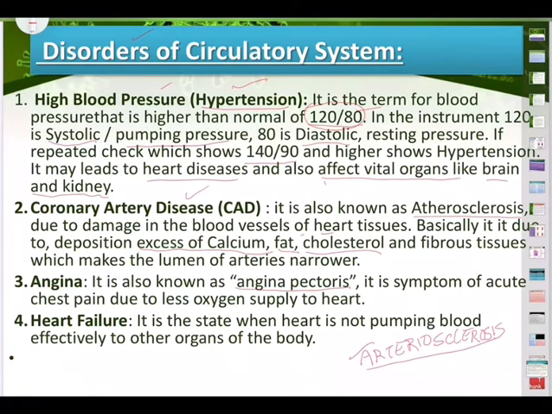And finally, heart attack, heart failure. It is a state when heart is not pumping blood effectively to other organs of the body. And why it is not pumping? Where is the problem? In which part of the anatomical heart? We will come to know through ECG. So this is how we can help ourselves to know the exact problems in our circulatory system. As long as circulatory system is functioning, as long as your heart is working normally, I think 90% of us are healthy. So take care, and take care of your heart also.